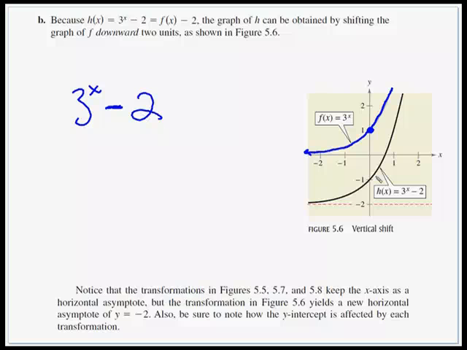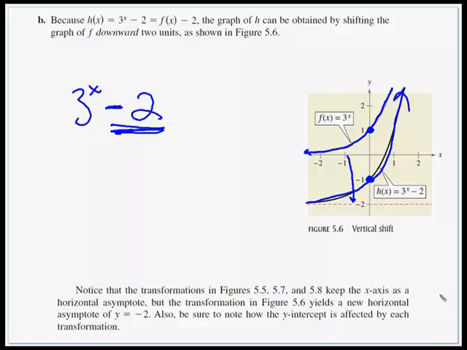This minus 2 shifted everything down. So here we had our x-axis as our asymptote. Now this minus 2 tells us our asymptote has been shifted down. So this y equals negative 2 line is now our asymptote. Instead of crossing the y-axis at 1, we're going to cross 1 above our asymptote, which is now at negative 1. And our graph looks pretty much the same, just shifted down 2 units.